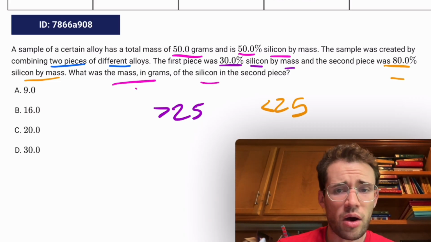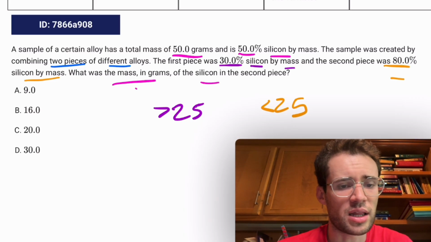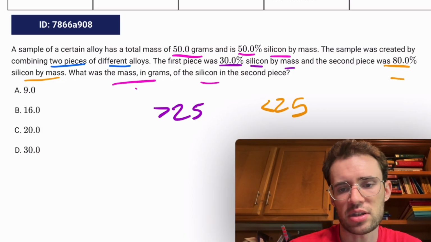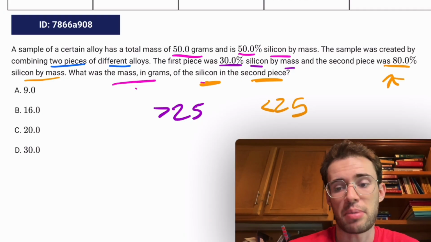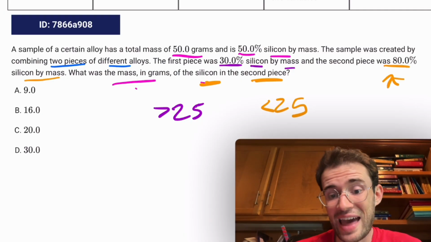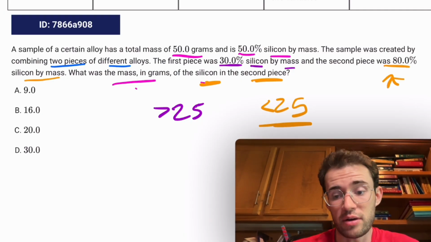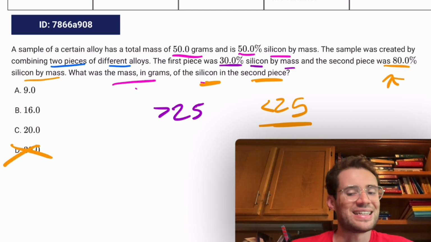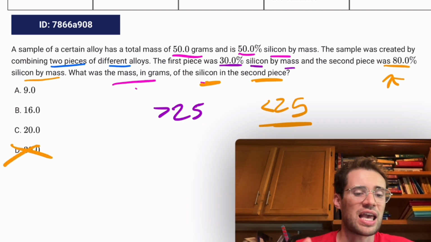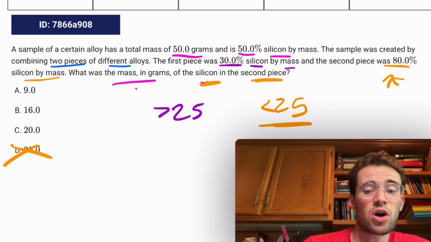So that immediately helps us eliminate one of these answers, because this is what is the mass in grams of the silicon of the second piece. So they're asking how much of this 80% by mass, and since we know that that amount has to be less than 25, because the average is below 55, we can cross off D. Doesn't really help us beyond there. We don't know if it's A, B, or C. I would guess it's probably going to be close to 25.